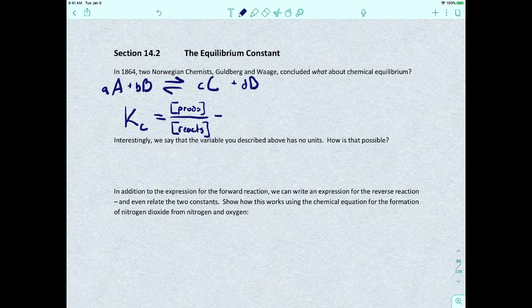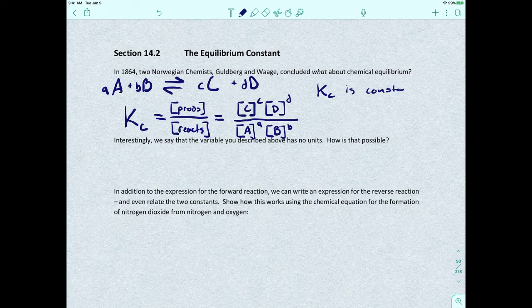Or what this means for us: the concentration of component C raised to the power of the coefficient c, times the concentration of D raised to the stoichiometric coefficient d, divided by the concentration of A raised to the stoichiometric coefficient a, times the concentration of B raised to little b. Now here's what's really cool about this though. Kc, the equilibrium constant, is constant, no matter what the concentrations are.